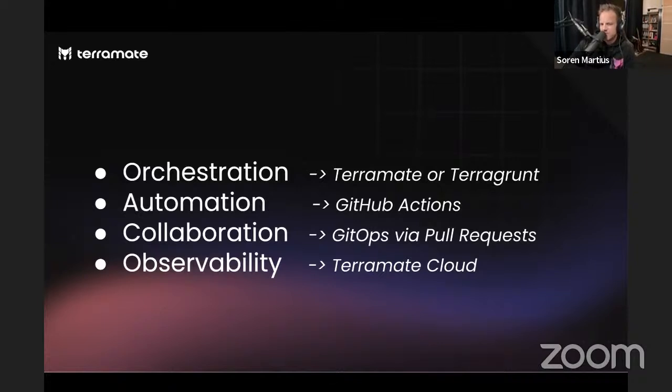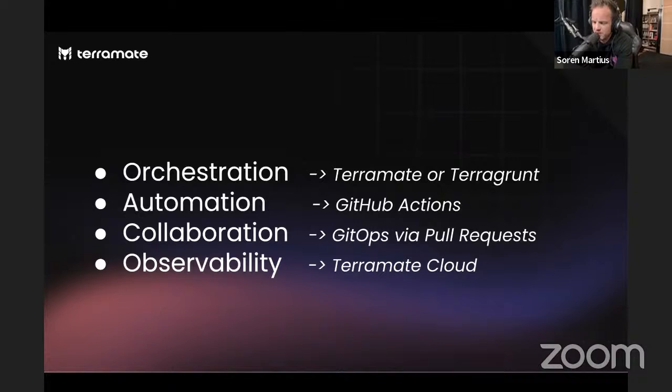Haven't really used it, but might be worth checking out. And then TerraSpace, I think, is another one. So for the automation part, we want to use GitHub Actions, of course. Collaboration would then be done GitOps via pull request, and I'll showcase how to do this in a second by showing you how to write a bunch of code here, open a pull request in GitHub Actions, and how to provide plan previews here so we can review this, and then observability.